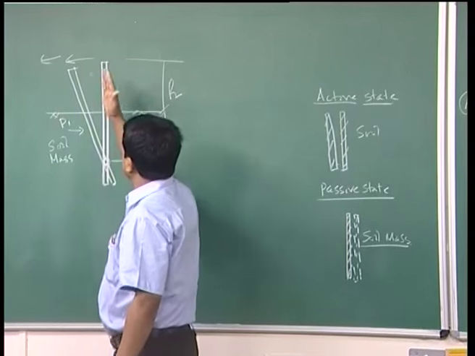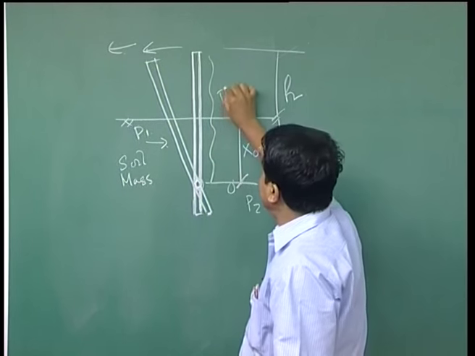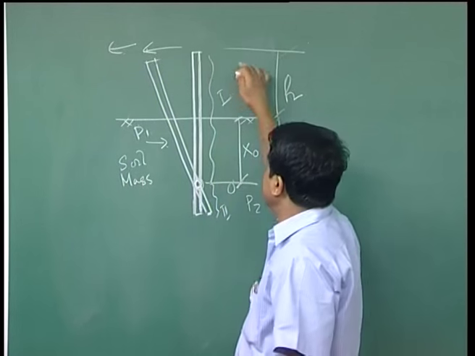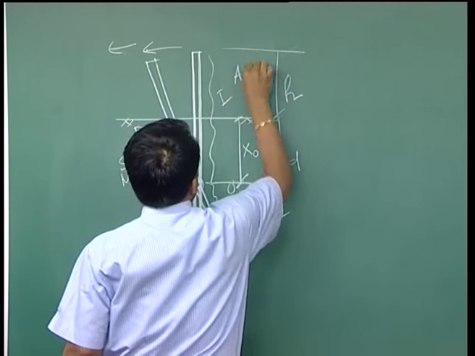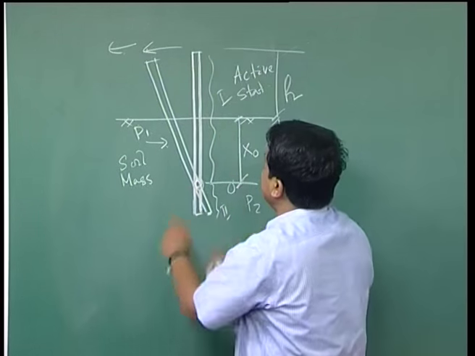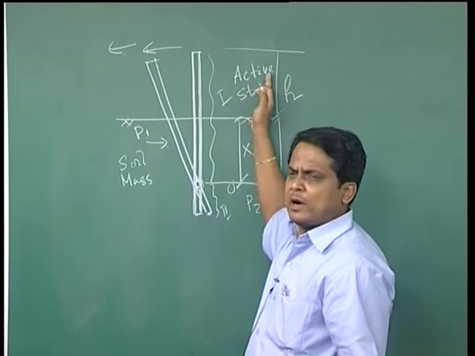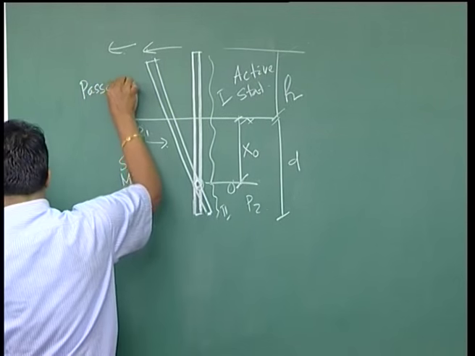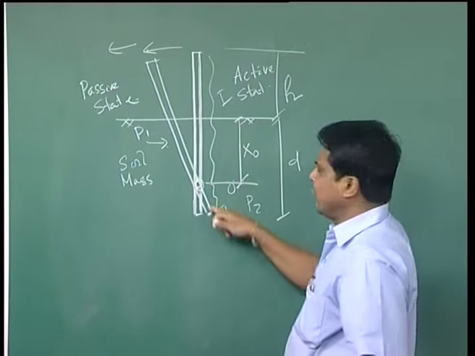If you look here, there are two parts. Because there is a point of rotation, part 1 is above the point of rotation, and below the point of rotation is part 2. In part 1, this part is moving away from the soil. That means from O to this, it is in the active state, because it is moving away. At the other end, this side is moving towards the soil. That means this will be in the passive state.